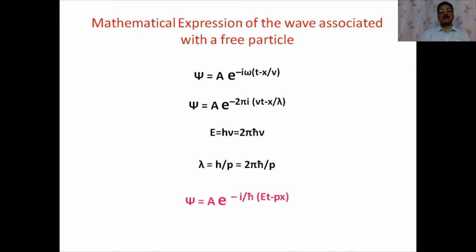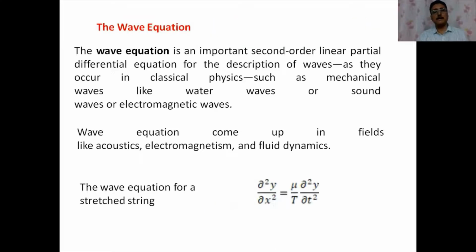So psi now becomes, putting from the above into the first expression, psi is equal to a exponential of minus i by h cross (Et minus px). Now mind it, E is the energy of the free particle and p is the momentum of the free particle. So a wave associated with a moving particle can be represented as psi is equal to a exponential of minus i by h cross (Et minus px). We will again revisit this slightly later.